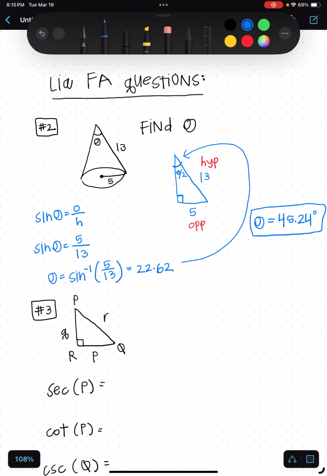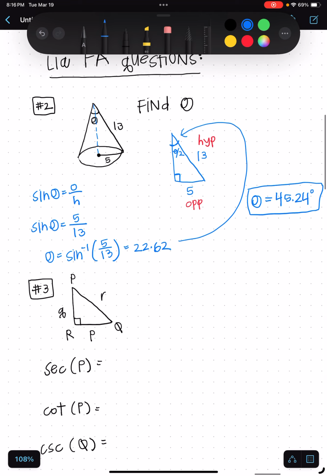The only reason we can do this is because it says it's a right cone. As soon as I see the words right cone, I'm going to put a dot, like I can draw a height, and that creates a right triangle. And as soon as I see a right triangle, I can use SOHCAHTOA.